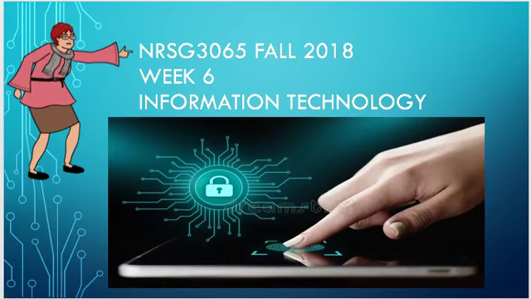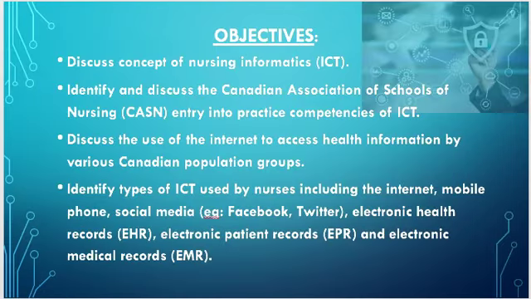So, information technology, this is week 6 for some of us, week 5 for others. And it's an online course, and the objectives that we're looking at are discussing the concept of nursing informatics, identifying and discussing the Canadian Association of Schools of Nursing, or CASN for short, entry into practice competencies of ICT, discussing the use of the internet to access health information by various Canadian population groups, and identifying types of ICT used by nurses, including the internet, mobile phones, social media, examples of Facebook, Twitter, electronic health records, electronic patient records, and electronic medical records.